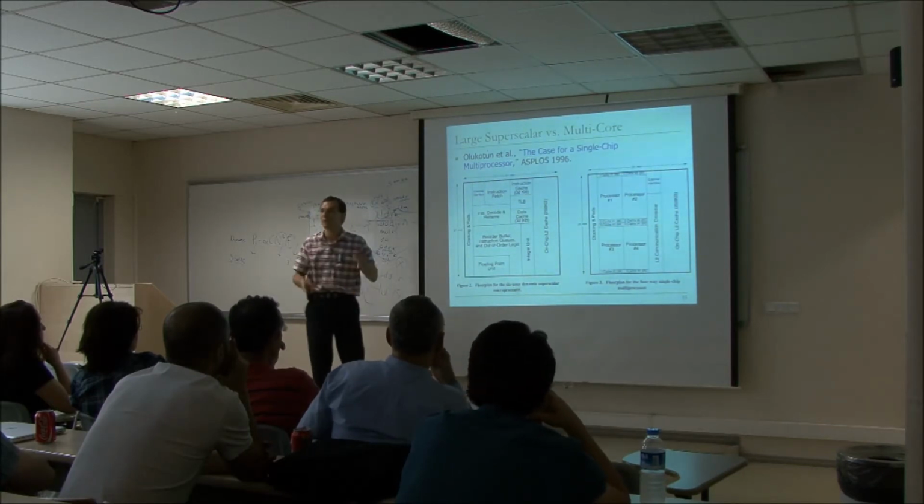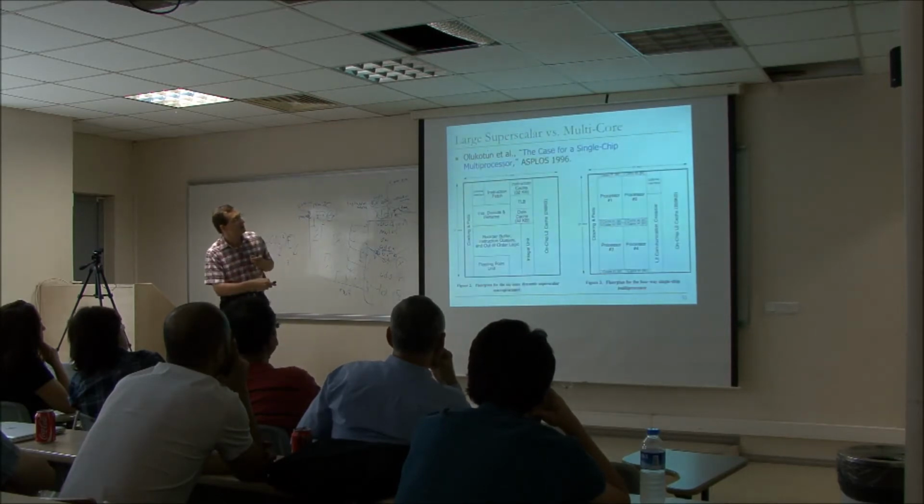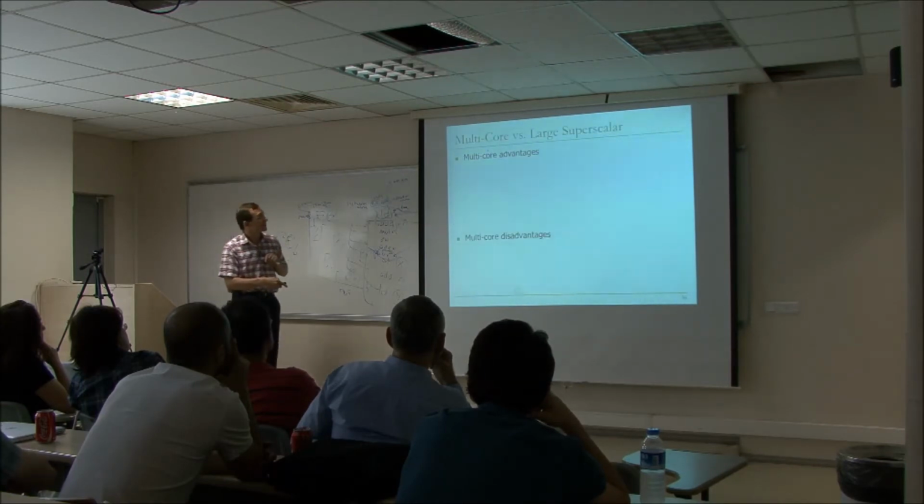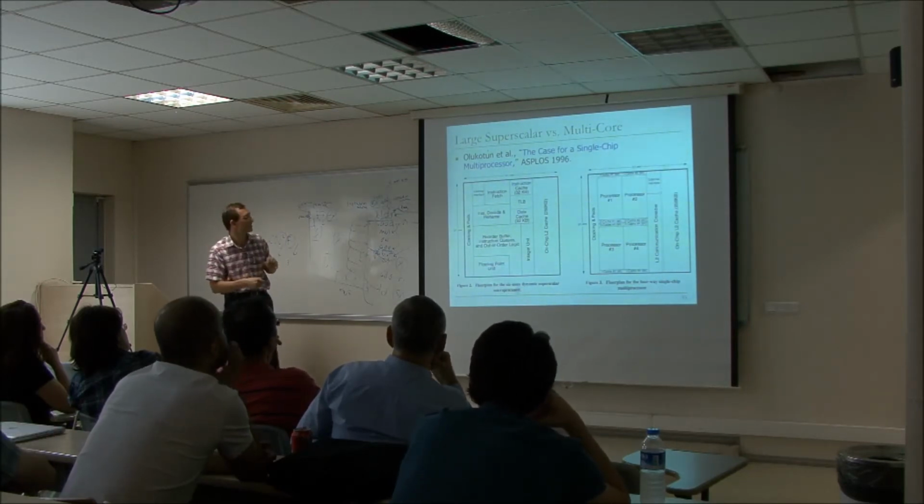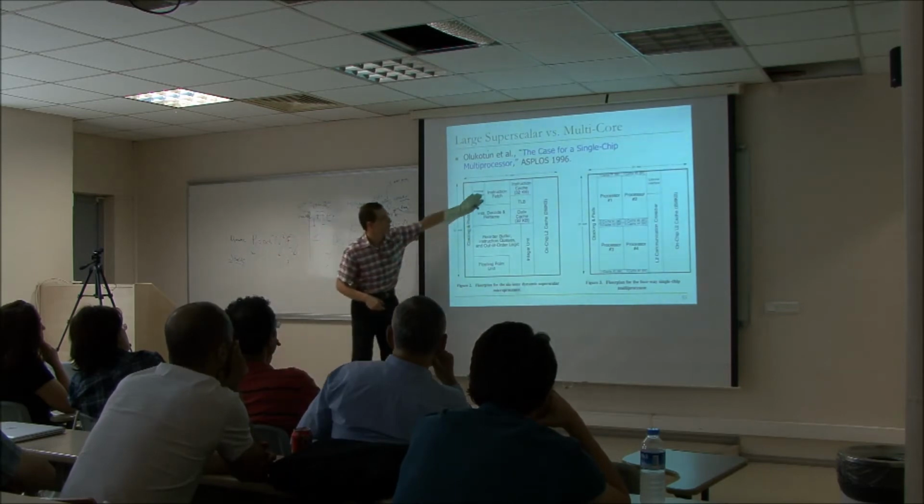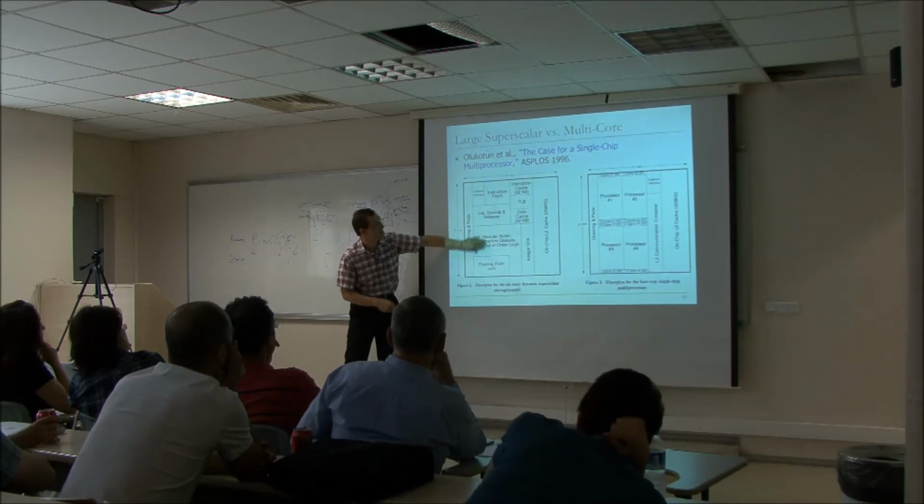And they compare the performance of these two things. And they found out that this actually performs better in many applications. And I'll discuss why. But let's take a look at the advantages and disadvantages of these two approaches. One is a large superscalar. I will call that superscalar out-of-order execution machine. It has all these bells and whistles of a machine that can execute a single thread much faster.